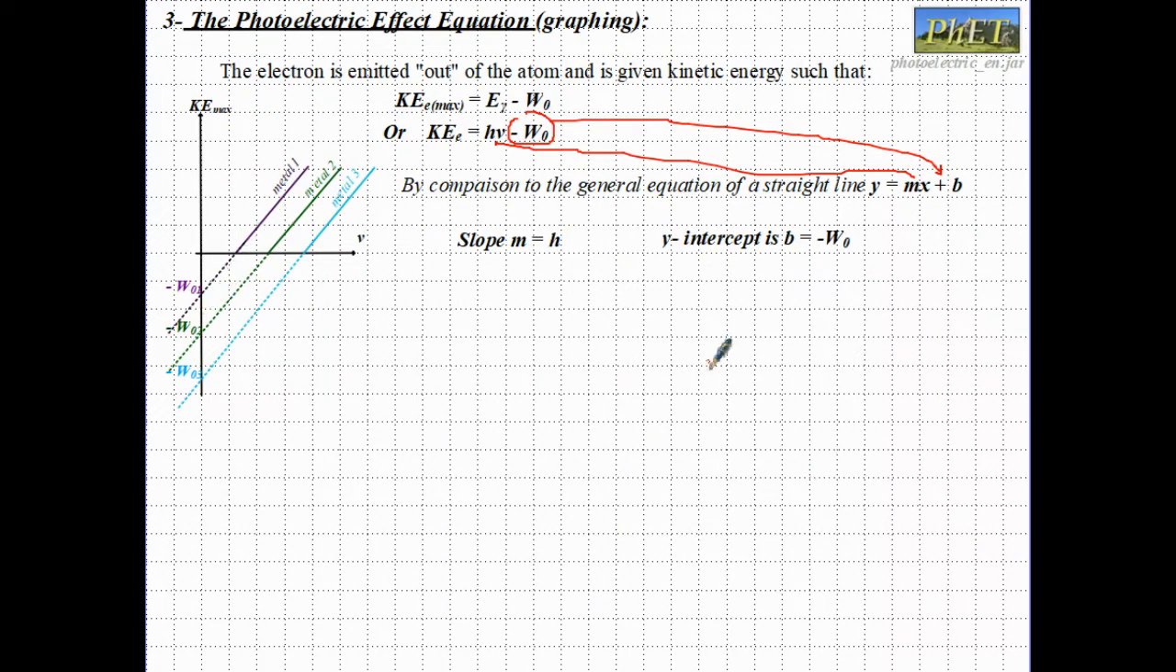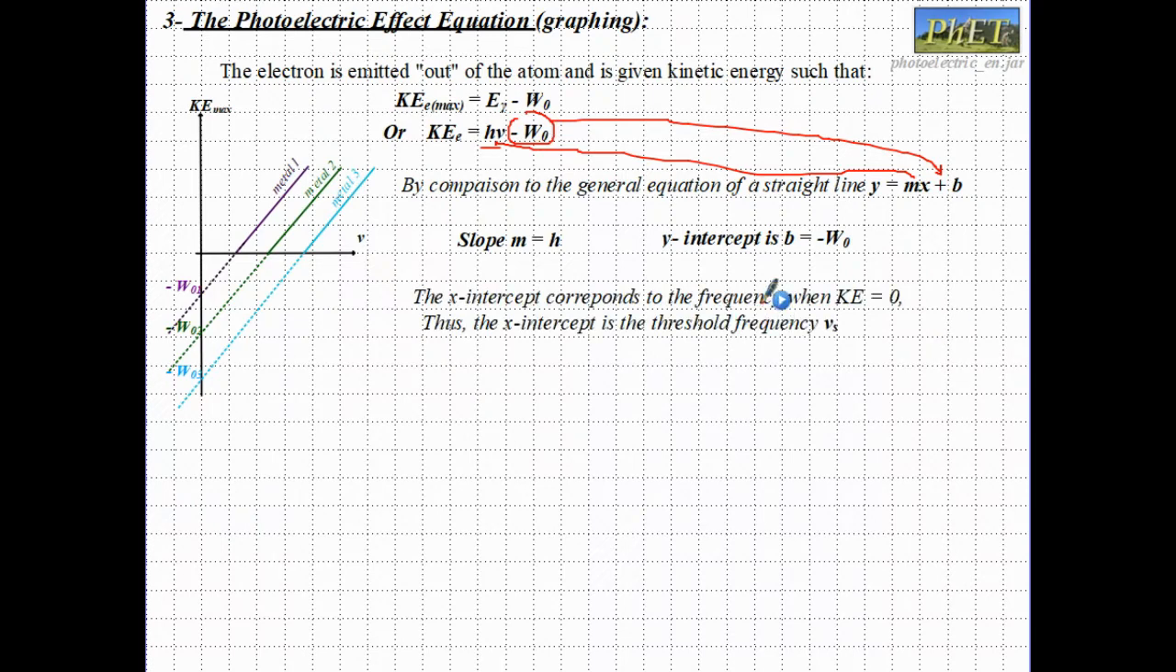Not only that, if we consider the x-intercept, the point of intersection with the frequency axis, it is the frequency corresponding to energy h nu equals W0, which is nothing but the threshold frequency. From here, if we go to the graphs, we notice nu S1, nu S2, nu S3, corresponding to the threshold frequency of each metal. And here we have a statement referring to this: the x-intercept corresponds to the frequency when kinetic energy is 0. Thus, the x-intercept is the threshold frequency.